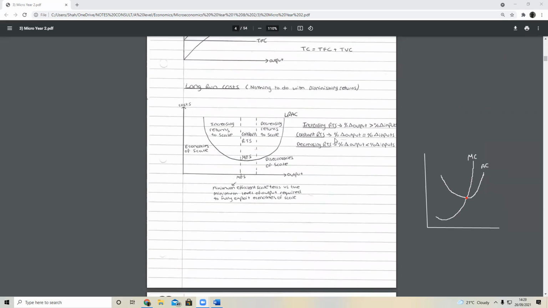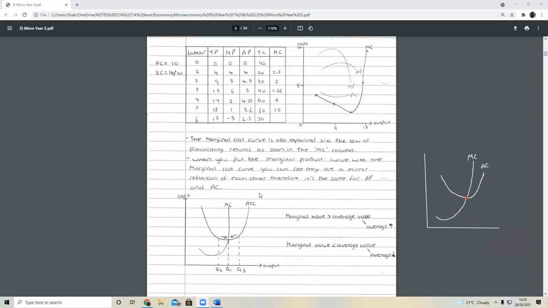So long run costs. What we saw so far were short run cost curves. These are all short run cost curves.